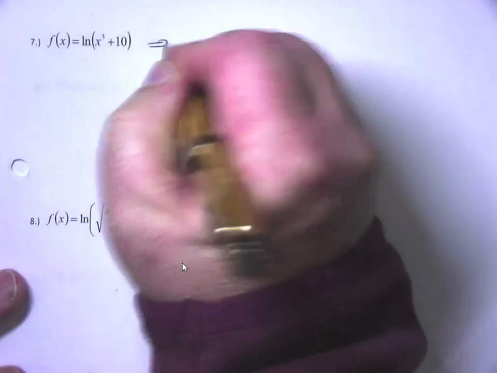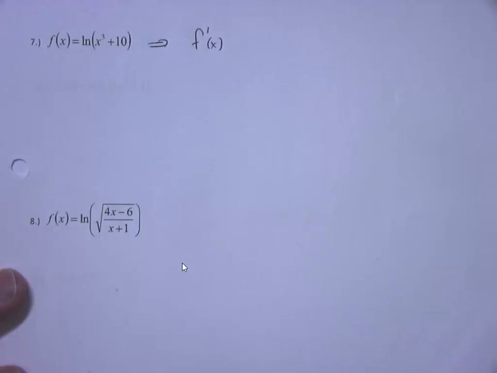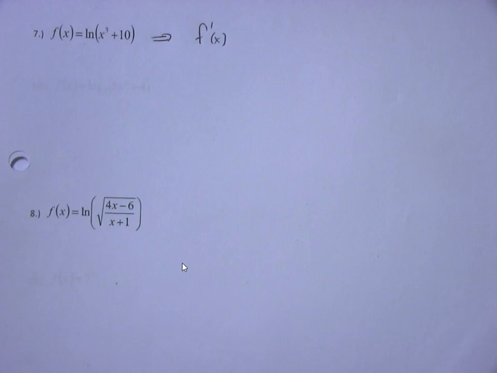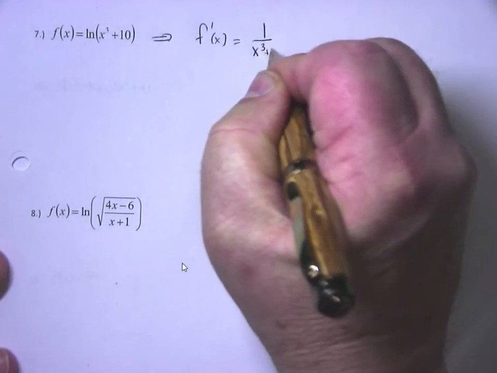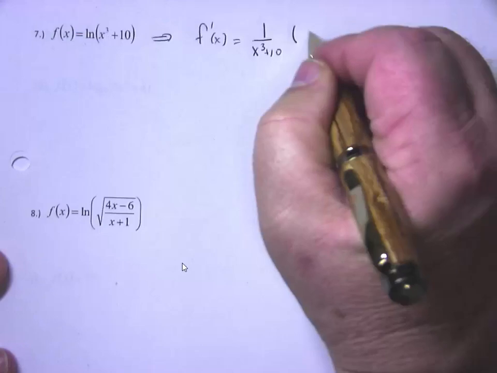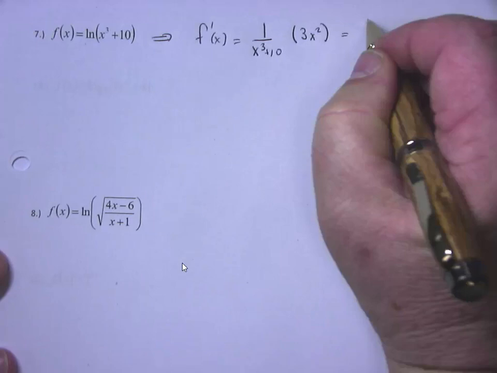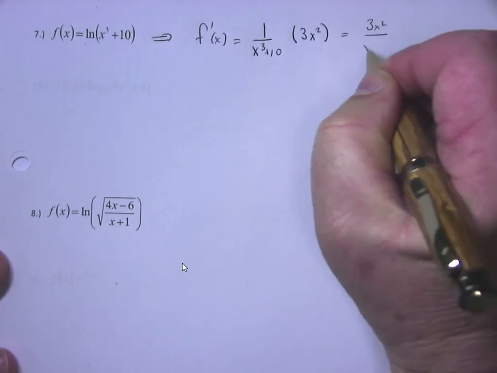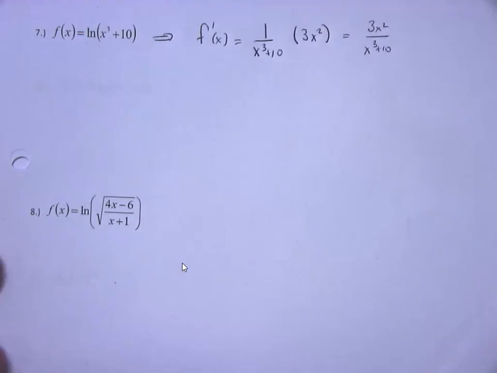So what we have here is a natural log of a function. According to our rules, the derivative of the natural log of a function is going to be 1 over the function, 1 over x cubed plus 10, times the derivative of the function, which is 3x squared. You can clean this up if you want to and make it 3x squared divided by x cubed plus 10, but I traditionally leave it like this. Remember, every time you take a derivative of a natural log of somebody, you got that 1 over aspect to it.